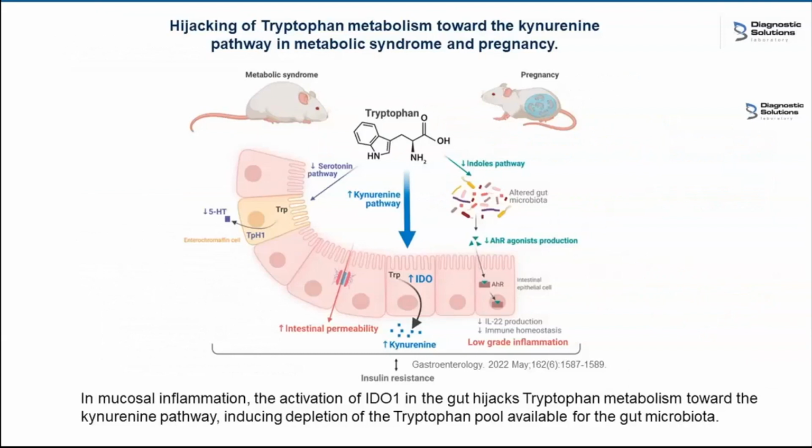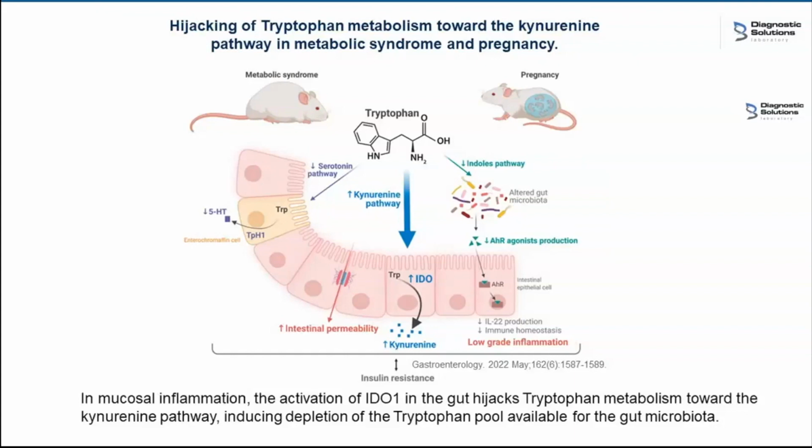So mucosal inflammation, the activation of this IDO activity, so it's the same IDO that I had mentioned, can hijack tryptophan. Like we saw that tryptophan was really low and the kynurenine was high. So when it comes into the gut lining and this IDO just grabs it and pulls it down this kynurenine pathway, it leaves less for these indoles to be made.